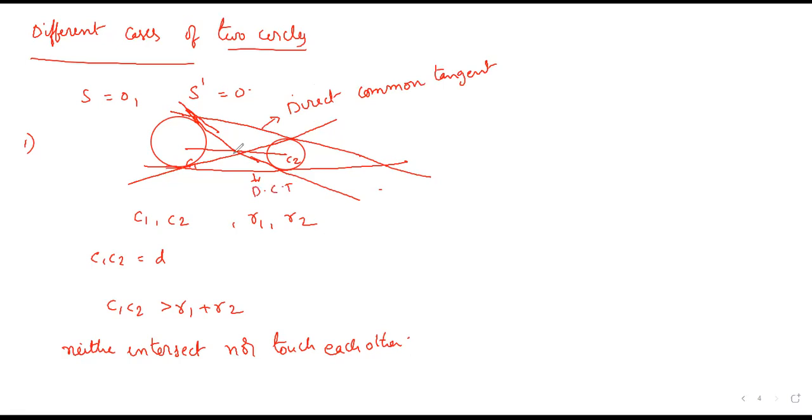And next, the transverse tangents. This means the two circles lie on the opposite sides of the tangent, then the tangent is called a transverse common tangent. So in this case, we get a total of four common tangents: two direct common tangents and two transverse common tangents.